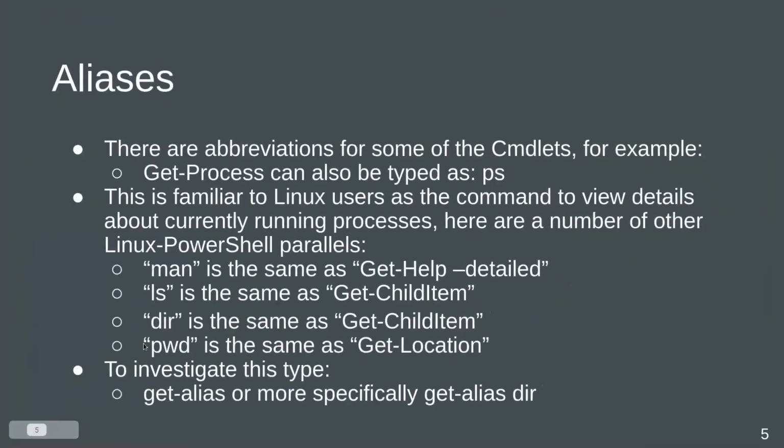So PWD is the same as get location. Dir is the same as get child item, ls, man, they're the same. And we can look up the aliases using the get alias command. Now, another point to consider as well is that get alias doesn't have to be written with a capital G. PowerShell is not case sensitive all the time. It's only case sensitive where it's important, like in a password or something.